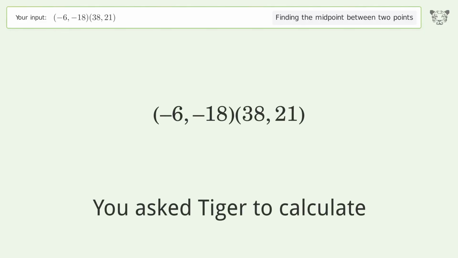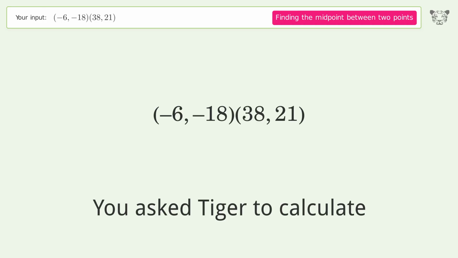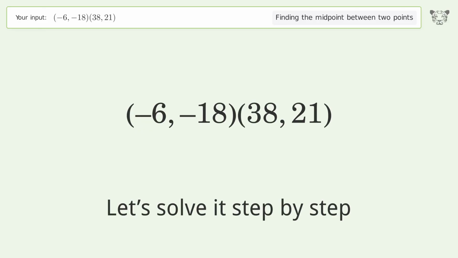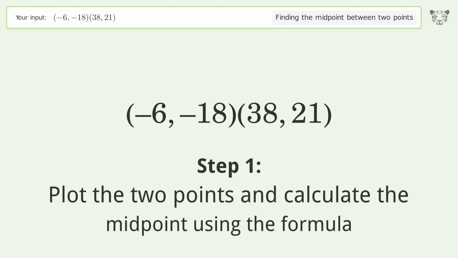You ask Tiger to calculate. This deals with finding the midpoint between 2 points. The midpoint between the 2 points is 16, 1.5. Let's solve it step by step. Plot the 2 points and calculate the midpoint using the formula.